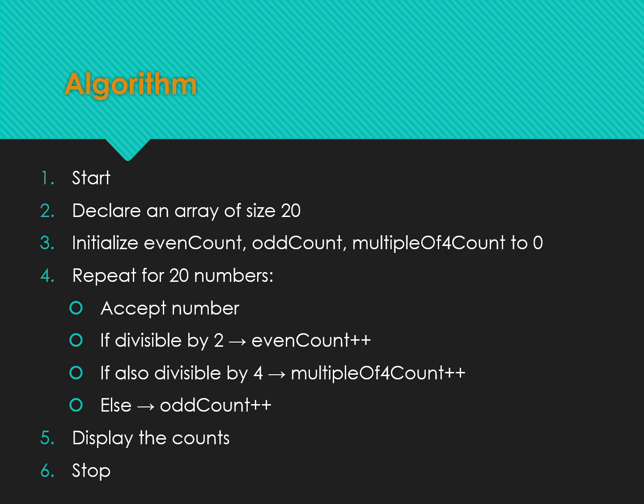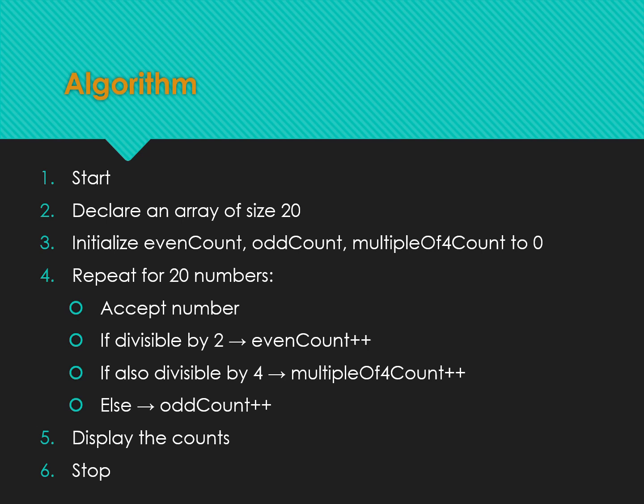Step 3. Initialize counters. We declare and initialize 3 variables, evenCount, oddCount, and multipleOf4Count, all set to 0. These will keep track of how many even, odd, and multiples of 4 we find. Step 4. Repeat for 20 numbers. We use a loop that runs 20 times to accept each number from the user one by one. In each iteration, we read an integer input and store it in the array.